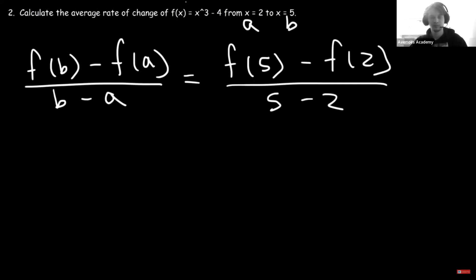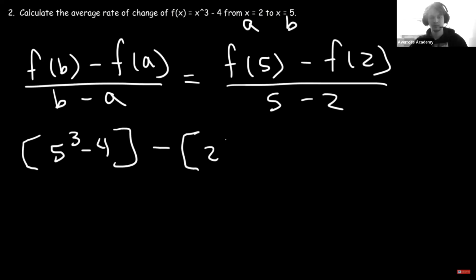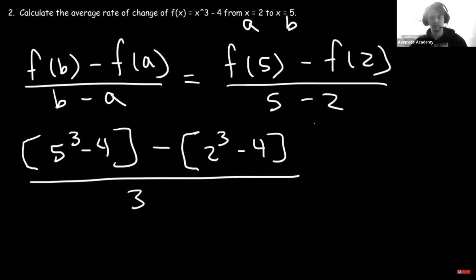To calculate f of 5, we just plug it into that formula. So that's going to be 5 to the third minus 4. And to calculate f of 2, it's going to be 2 to the third minus 4. And 5 minus 2 is 3. Now, what is 5 to the third power? That's 5 times 5 times 5. 5 times 5 is 25. And 25 times 5 is 125. Now, 2 to the third, that's 2 times 2 times 2, which is 8.